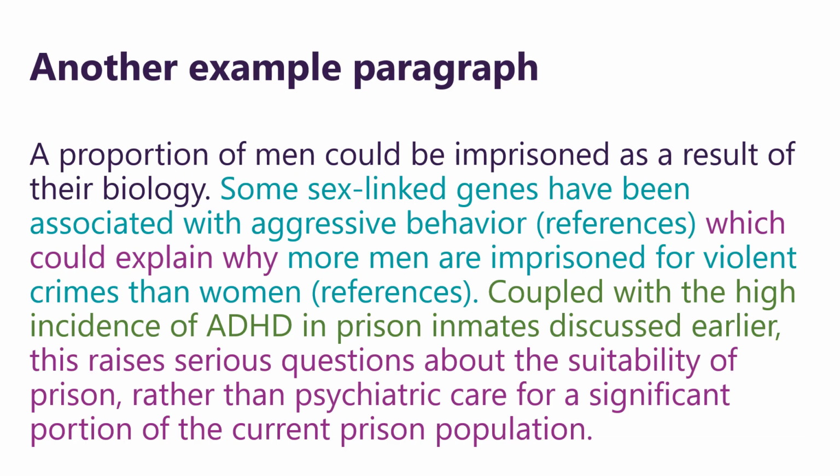Let's have a look at this in a bit more detail. Here I have an example of a paragraph. I'm opening up with a point, and this is that a proportion of men could be imprisoned as a result of their biology. I then come in with some evidence, and the evidence suggests that some sex-linked genes have been associated with aggressive behaviour. I then link that to how that could explain how more men are imprisoned for violent crimes than women, in which I have further evidence with my references.